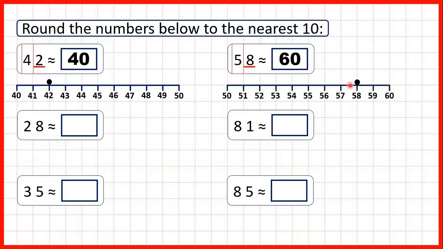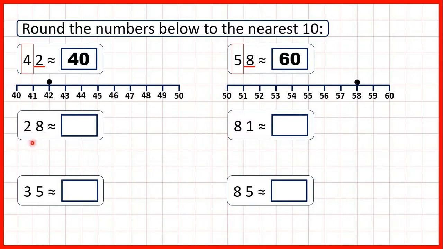Again, we can show 58 on a number line. It's between 50 and 60. So if we counted in tens, we would count 10, 20, 30, 40, 50, and then 60, and 58 is between those multiples of 10. But because it's closer to 60, that's why we round up. So that's why looking at our ones digit decides whether we're rounding up or down.